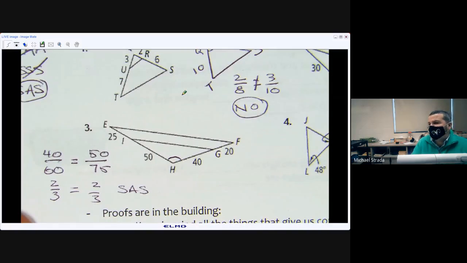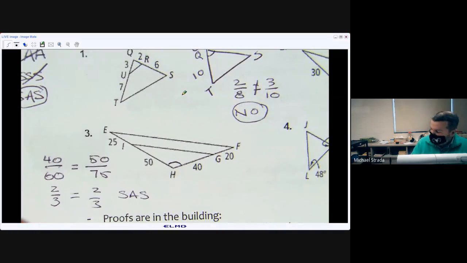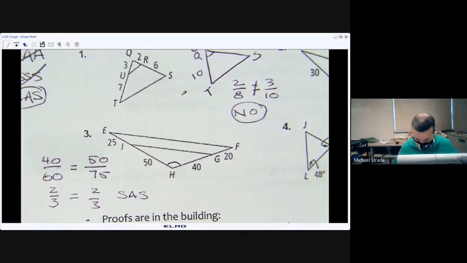Eventually, when we deal with triangles and parallel lines, you're not going to have to check the whole thing. You're just going to compare the 50 to the 25. But they would have to tell you it's parallel first.